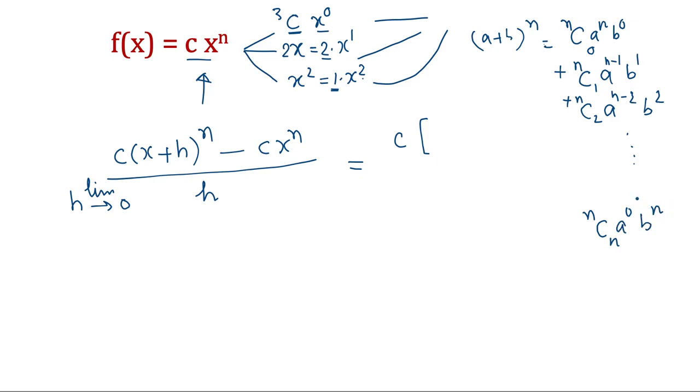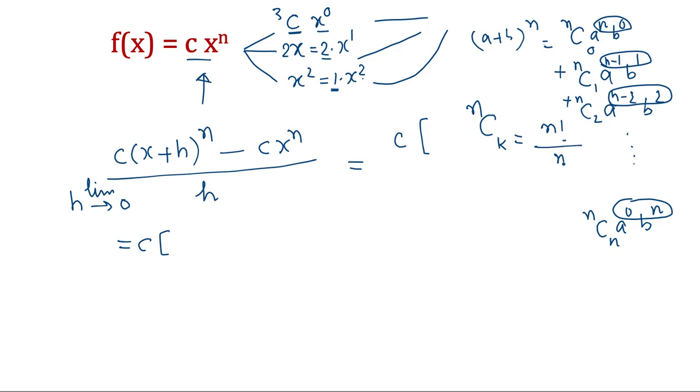So the sum of the powers is always n. 0 plus n is n, n minus 1 plus 1 is n, n minus 2 plus 2 is n. This will be the expansion of this term. So for this also the same thing will apply. And this C(n,k) will expand to n factorial divided by k factorial times n minus k factorial.